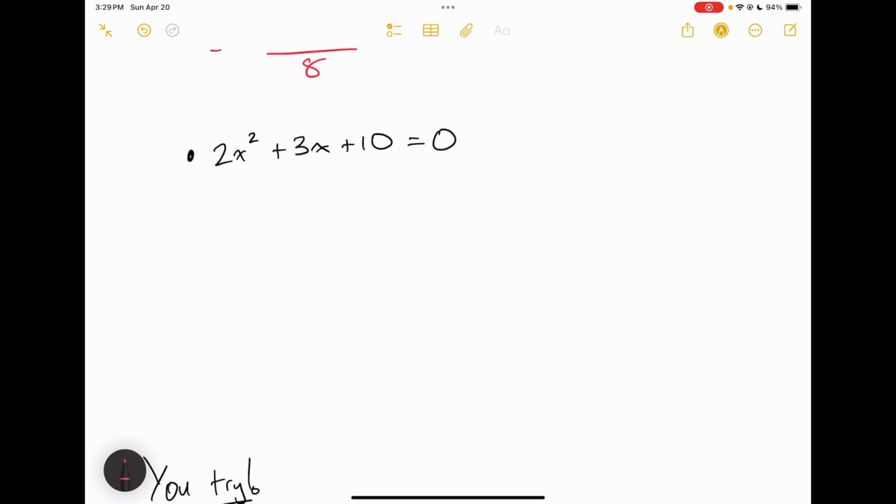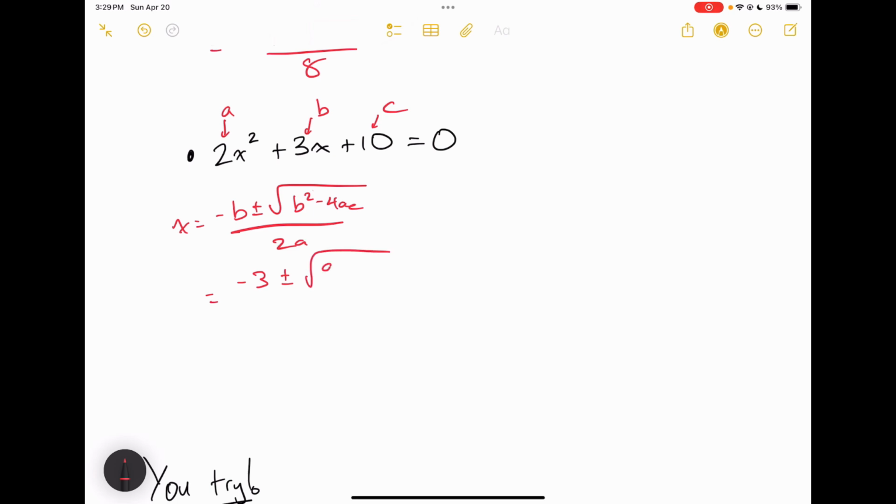So it's going to be x equals negative b plus or minus the square root of b squared minus 4ac all over 2a. And let's start replacing. A is 2, b is 3, c is 10. So here I'm going to have negative b is negative 3, plus or minus the square root of b squared will be 9, minus 4 times 2 times 10, all divided by 2 times 2. Negative 3, plus or minus the square root of 9 minus 4 times 2 is 8, times 10 is 80, over 4.